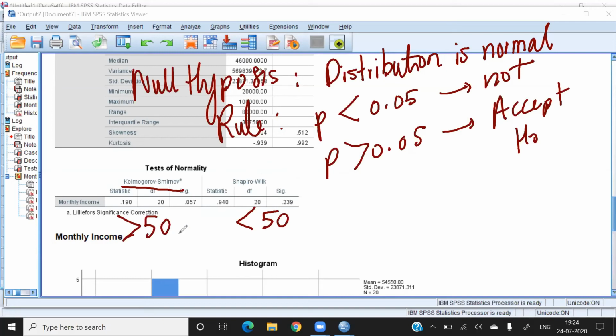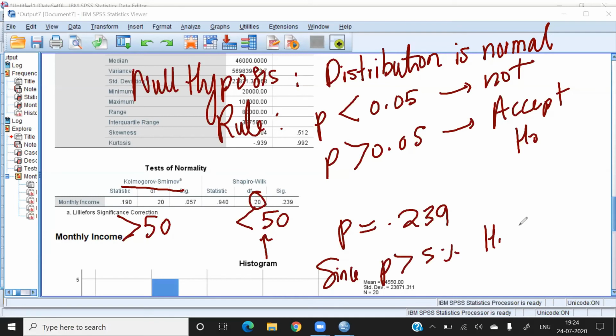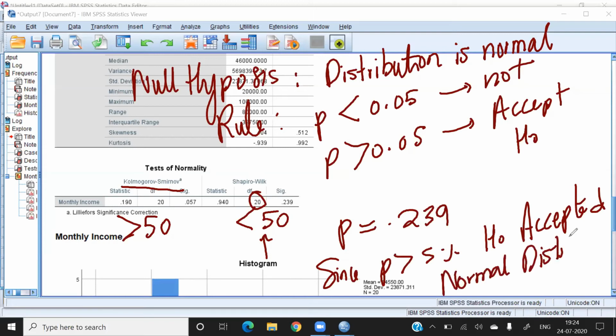So in this case, in our data set, we have a sample size of 20. So this test, the Shapiro-Wilk test, is applicable here, and the probability value is found to be 0.239. Since the p-value is more than 5%, the null hypothesis is accepted, and we can conclude that the distribution is normal. So this is the simple test we can apply to check normality.